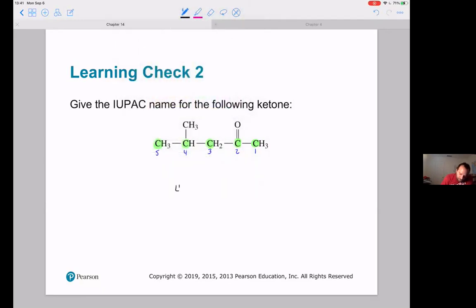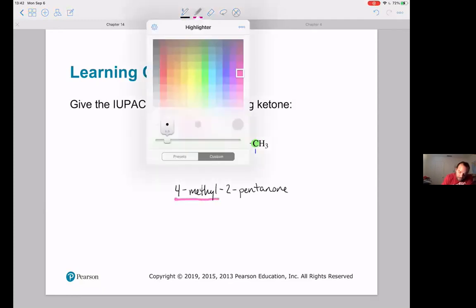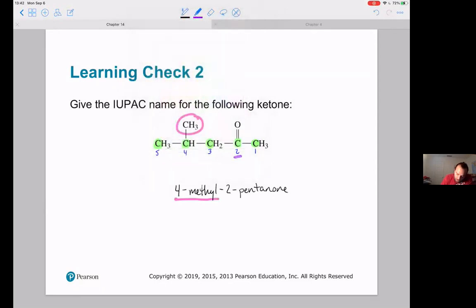And so this one would be 4-methyl-2-pentanone, right? I had to specify the location of that ketone group. So 4-methyl, that's because I have a methyl group on carbon 4, and then the 2-pentanone comes from the fact that that ketone, that -one group, is located at carbon 2. And of course, that pent comes from the fact that I have a 5-carbon parent chain.